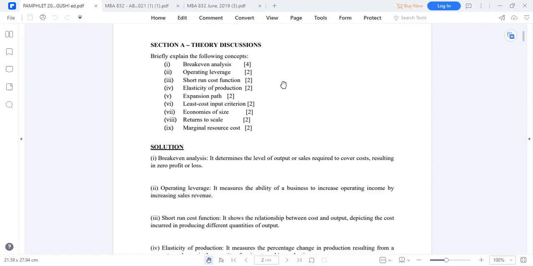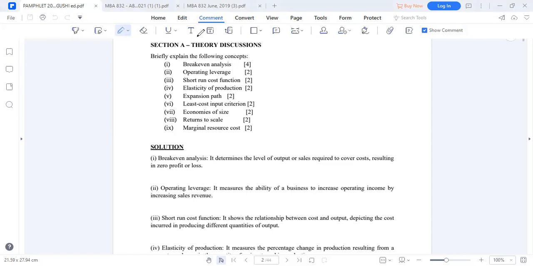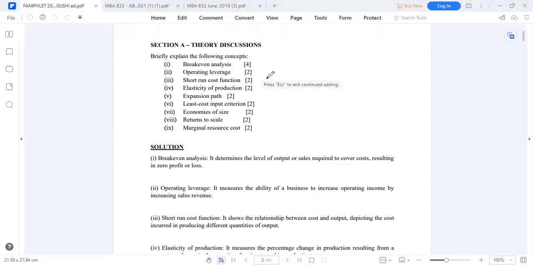Operating leverage. Operating leverage simply measures the ability that a business has to increase its operating income by increasing the sales revenue. So we have a key topic we're going to look at under the degree of operating leverage or risk and return, where we're going to calculate the output that a firm must produce in order to break even. A short-run cost function simply shows the relationship that exists between the costs and the output.